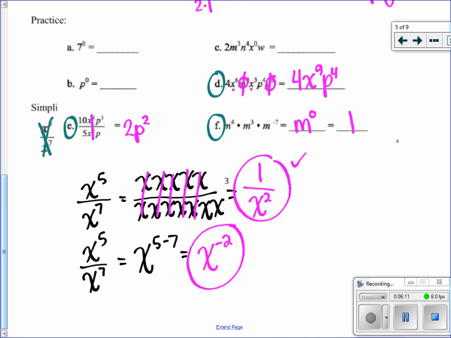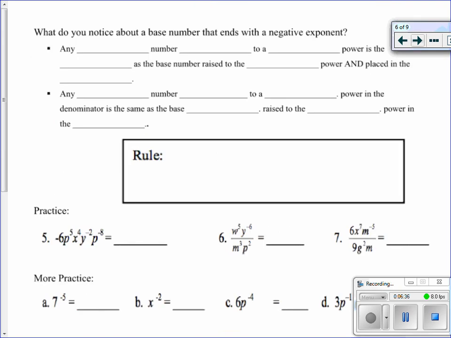A negative exponent is representing an inverse of something, meaning you have to move it. So if it's a negative exponent and it was the top, the numerator of a fraction, it moves to the bottom. If you have a negative exponent in the denominator of a fraction, it moves to the top. Yes. So we're going to get to some examples.